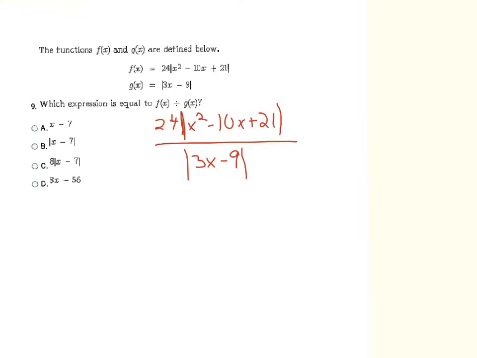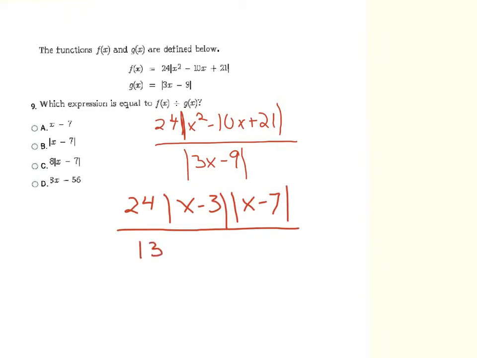Right off the bat, I don't see anything that I can cancel. However, I'm going to go ahead and factor what's inside the absolute value symbols and see if that helps out. So I'm going to copy down my 24. And then I'm going to have to keep what I factor in absolute value symbols. So this is going to be x minus 3 and x minus 7 is what this top part factors to. And then I can factor out a 3, but I'm going to have to keep that in an absolute value symbol since it came out. And then once I pull that 3 out, I'm left with x minus 3.